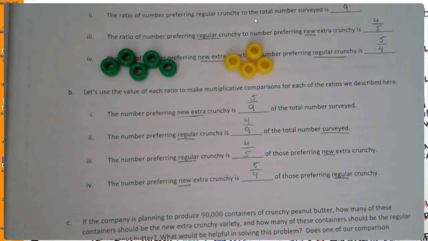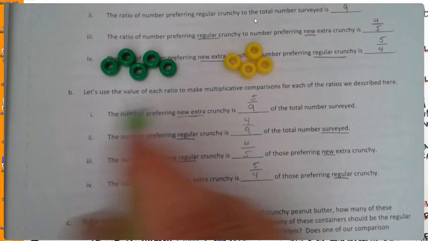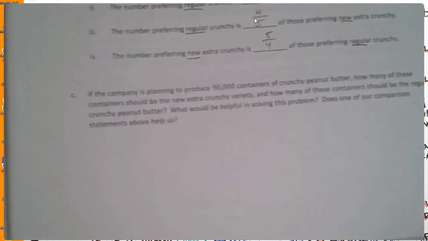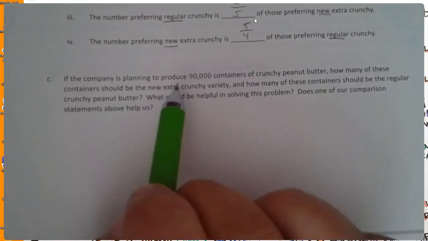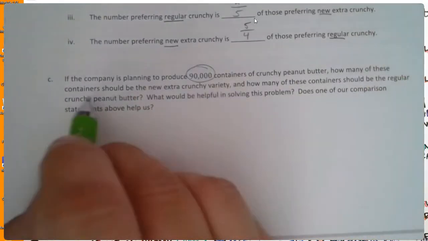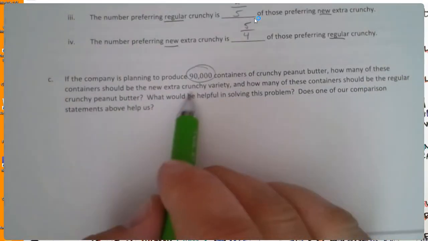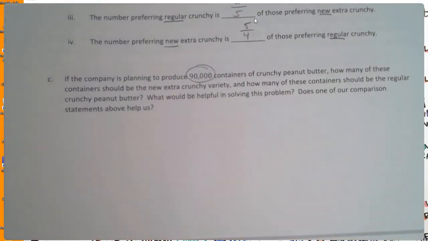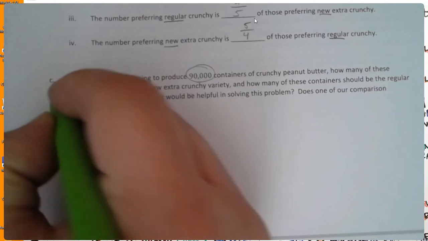Okay. Now, we've done parts A and B, so now we've got to do part C down here. So I'm going to come down. All right. So we can look at this. If the company is planning to produce 90,000 containers of crunchy peanut butter, how many of these containers should be the new extra crunchy variety, and how many of these containers should be the regular crunchy peanut butter? Okay. So this is our question right here. This is what we're trying to find.